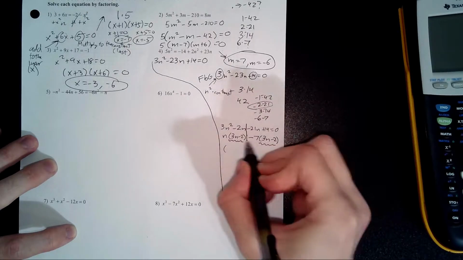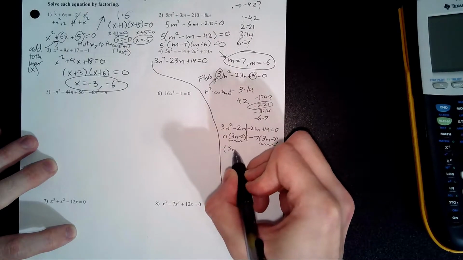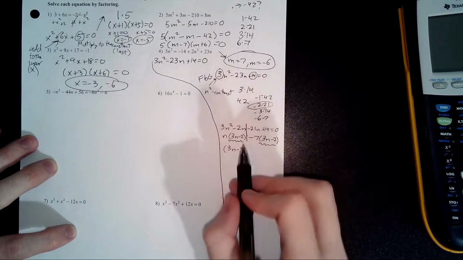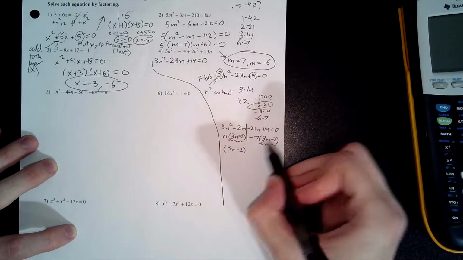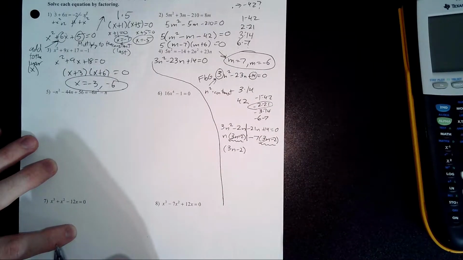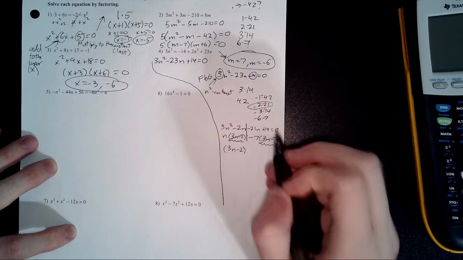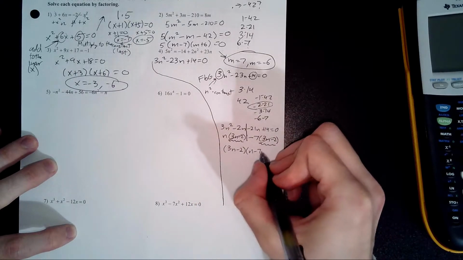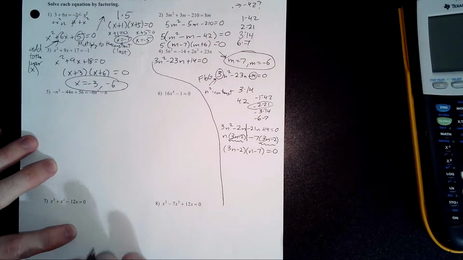We're going to pull that 3n minus 2 out. So we've taken away this 3n minus 2. We've taken away this 3n minus 2. What's left over? n minus 7. And this still equals 0.